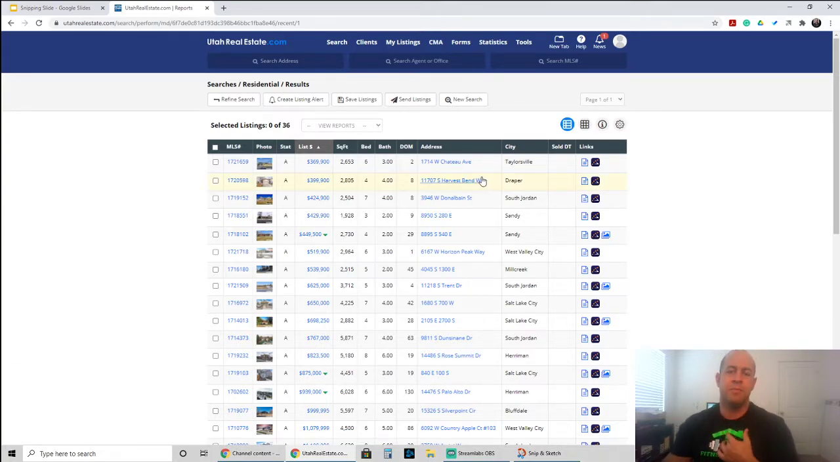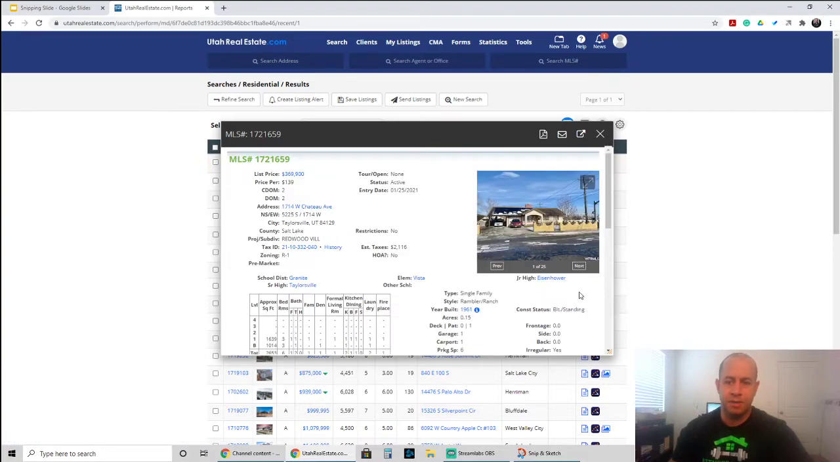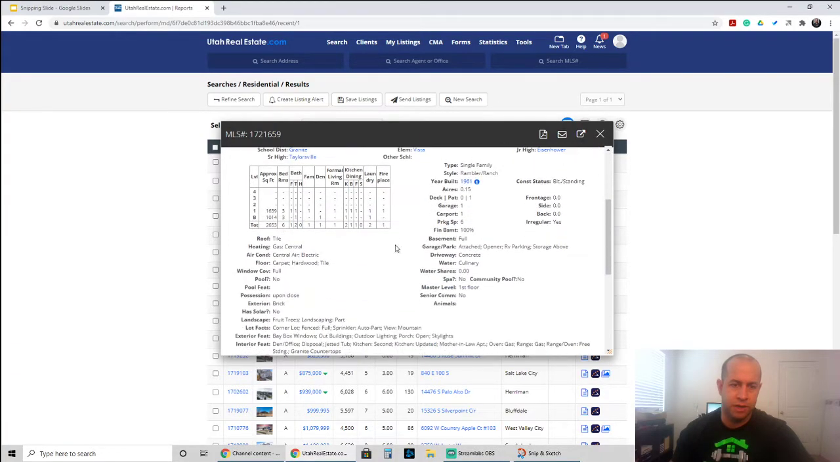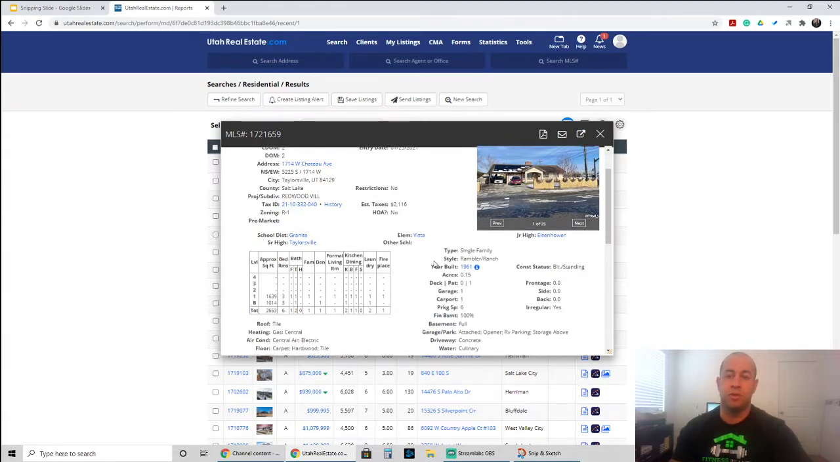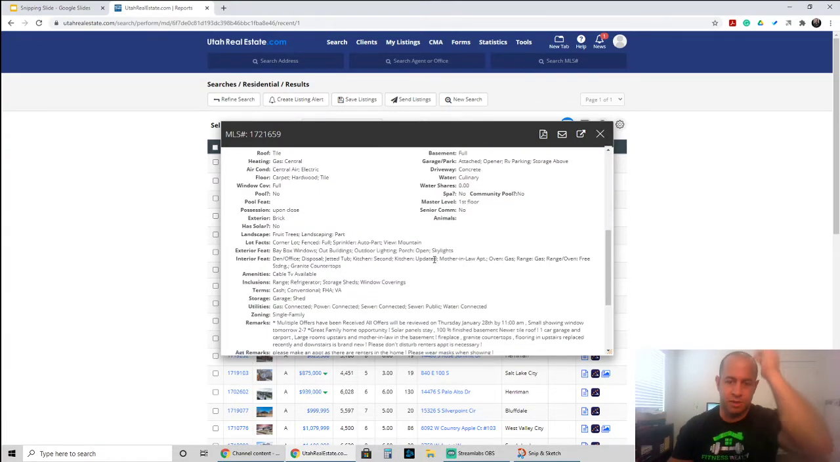So the way I like to do it though is I find those true mother-in-law styles that have two kitchens, two laundry rooms. So first up, and you can see this one right over in Taylorsville, Chateau Avenue. It's been on the market for 2 days. Wow, this one's looking actually really good. This price per square foot is unreal. You won't see 139 very often. So this actually is a pretty good listing.